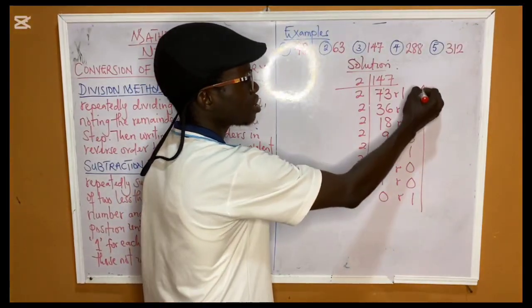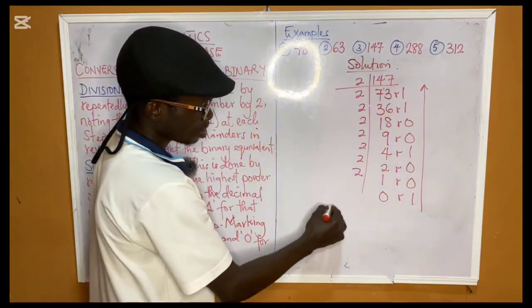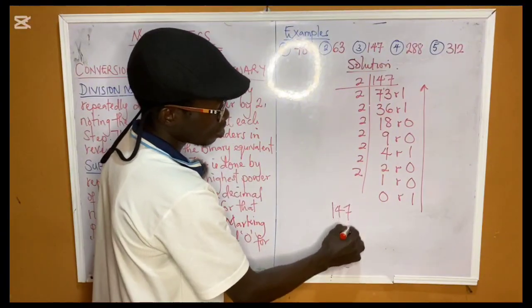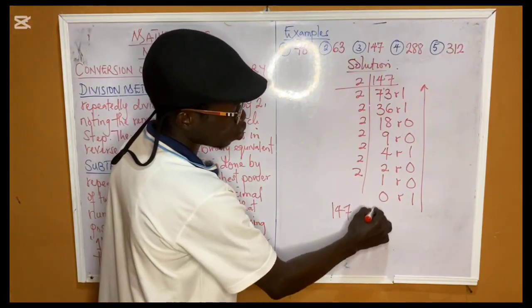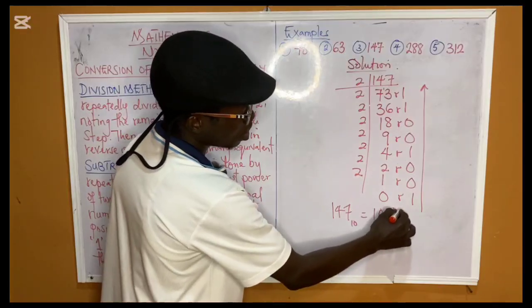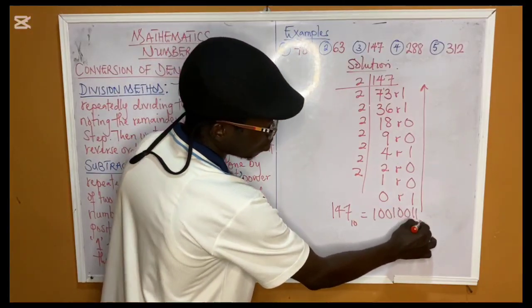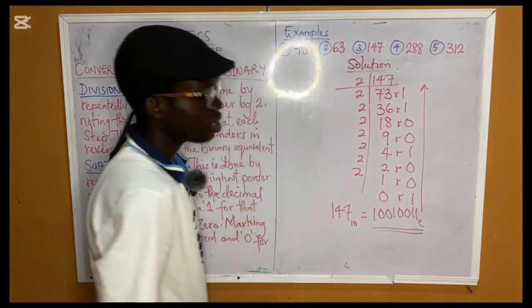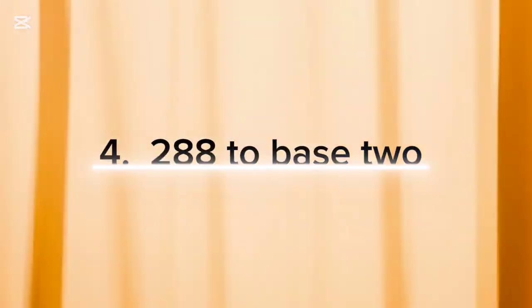Start from the last to the first. That is 147 base 10 is equal to 10010011 base 2. That's the answer to this question.